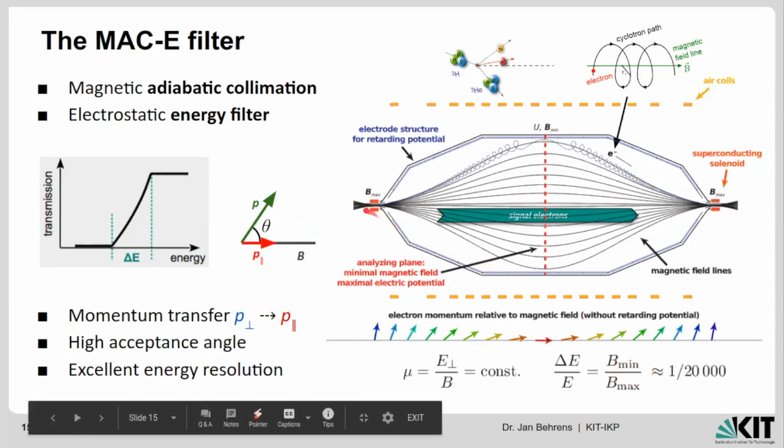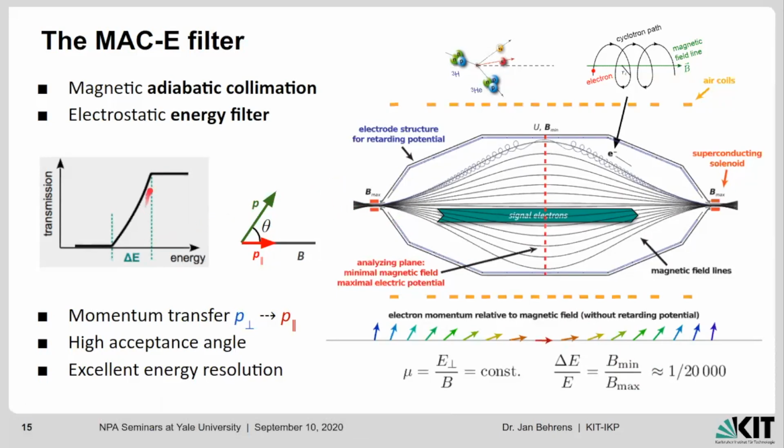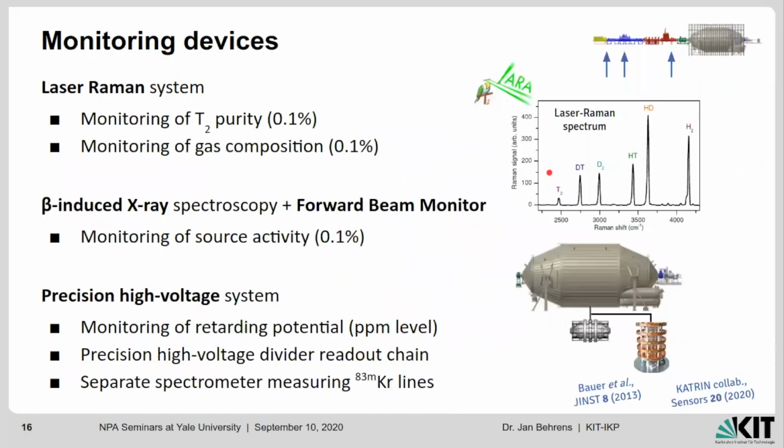And so this means that electrons with a higher angle need a little bit extra energy to overcome the potential wall in the spectrometer. And so these are the most important things to know about the MAC-E filter. I will come back a little bit to the MAC-E filter later on. But of course, the spectrometer and the MAC-E filter is only one part of the setup. I will also want to explain a few more things.